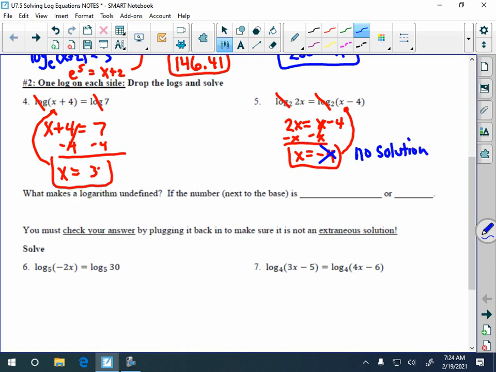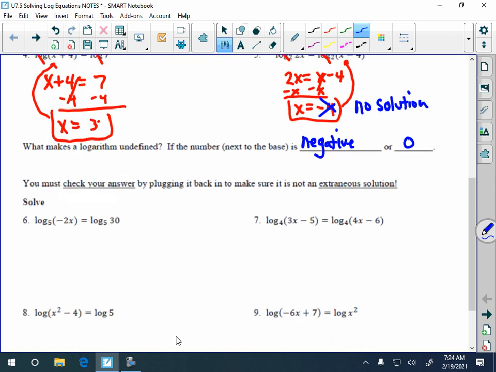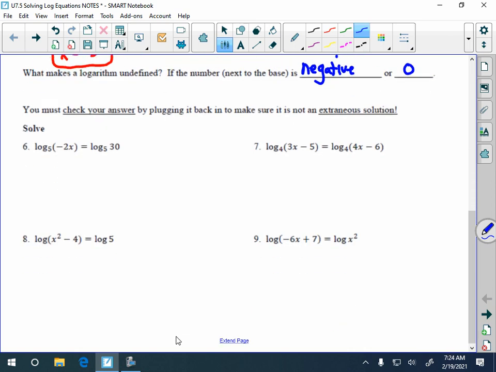All right, so remember, you can't have a negative value next to a log. So it's not necessarily that x can't equal a negative number. x can be a negative number as long as when you plug it back in, you get a positive number next to the log. So what makes a log undefined? If the number next to the base is either negative or 0. So it can't be negative, it can't be 0. You must check your answer by plugging it back in to make sure that it is not an extraneous solution. So it's like an excluded value.